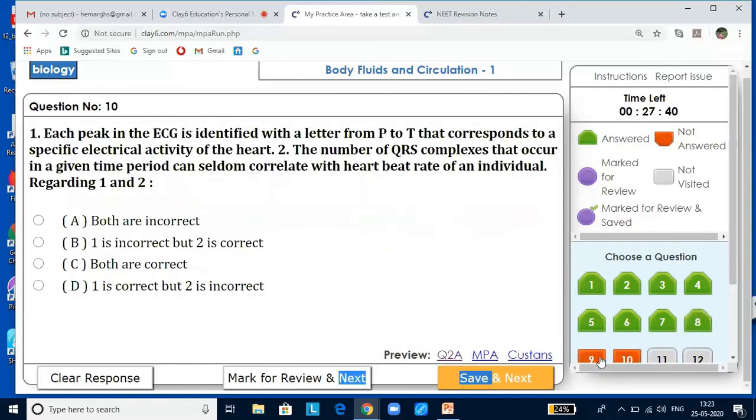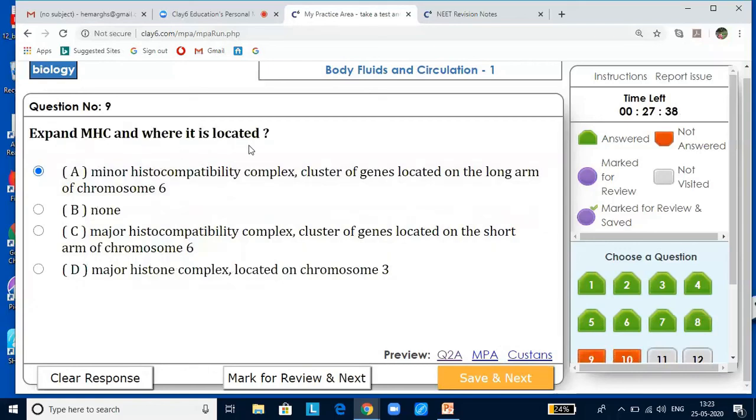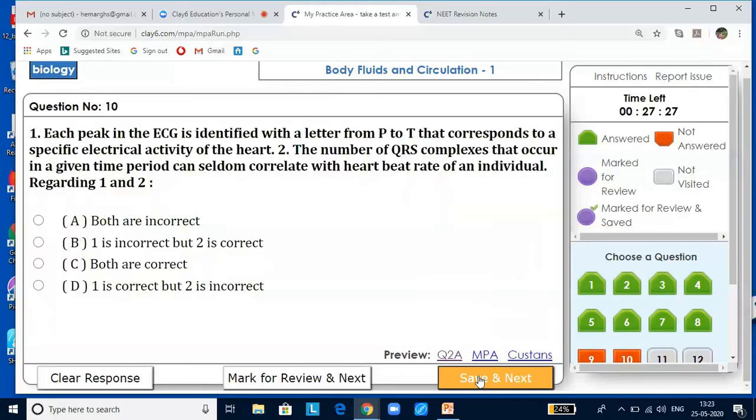Okay, ninth question. Expand MHC and where is it located? It is the major histocompatibility complex, a cluster of genes located on the short arm of chromosome 6. Each peak in ECG is identified with a letter from P to T that corresponds to a specific electrical activity of the heart. The number of QRS complexes that occur in a given time period can seldom correlate with the heartbeat of an individual. Regarding 1 and 2.